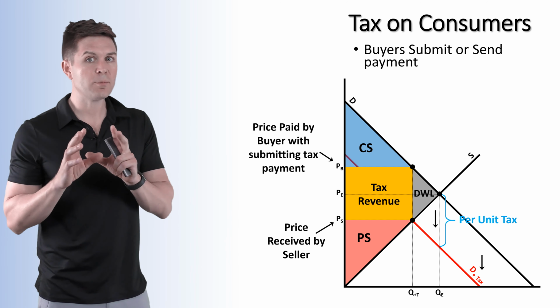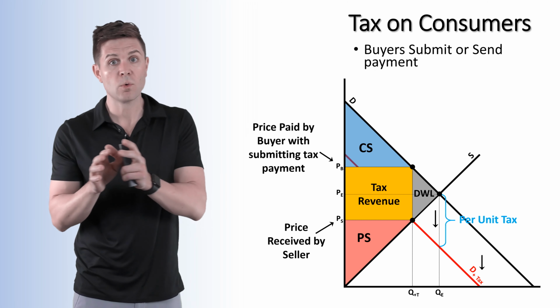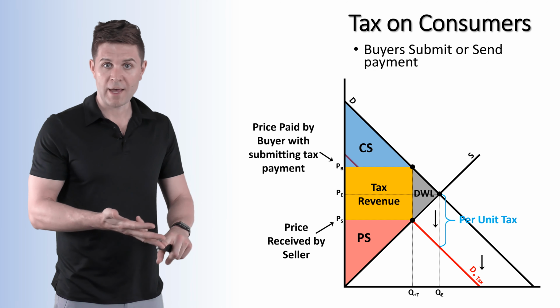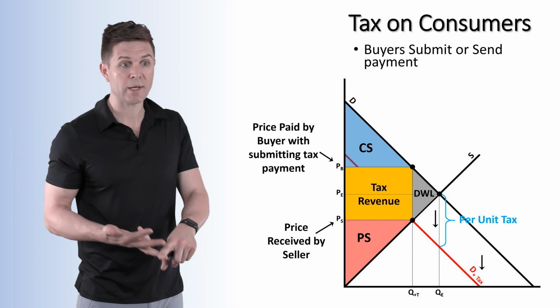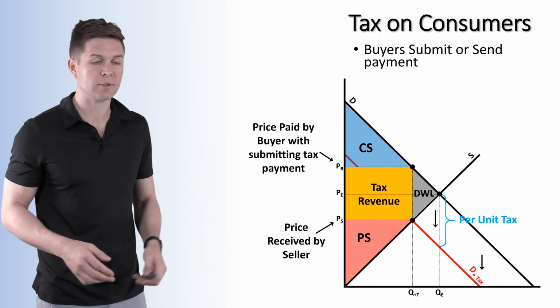So this goes to show it doesn't matter who's paying the tax, the buyer or the seller. There is going to be tax revenue, there is going to be a loss of producer and consumer surplus, and there is going to be deadweight loss to the market, the loss to that total surplus in the market.